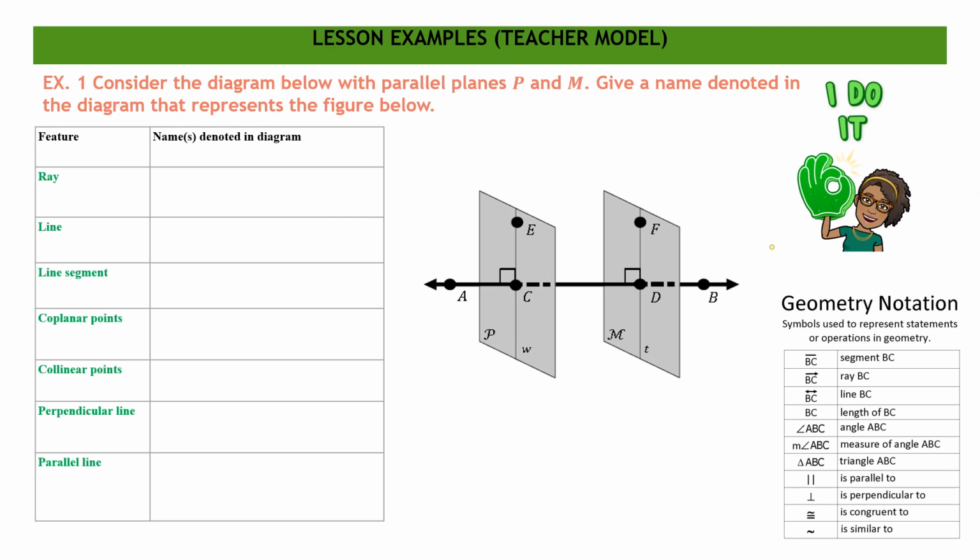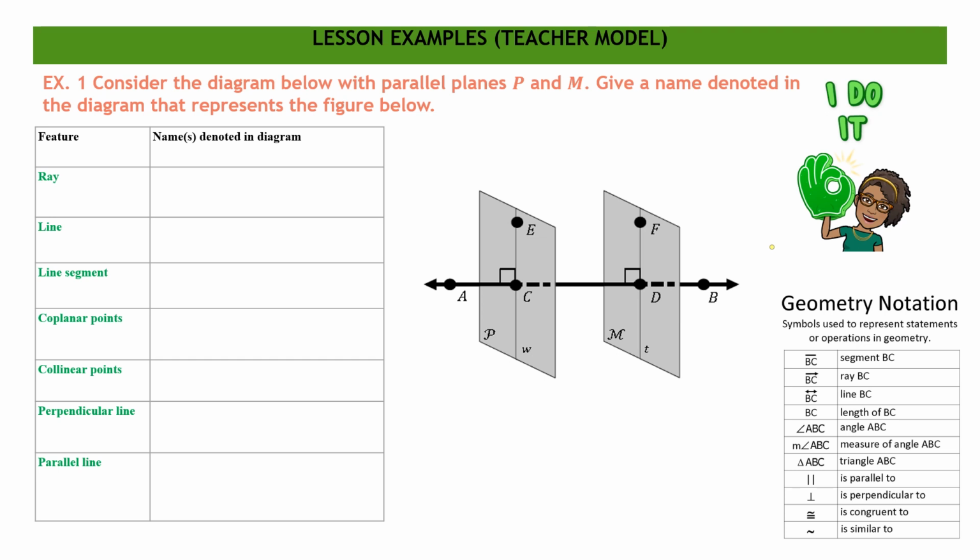Okay, let's look at our very first example. It states, consider the diagram below with parallel planes P and M. Give a name denoted in the diagram that represents the figure below. So as you can see, we have a couple of vocabulary terms that you have gone over already in your warm-up activity. The very first one is a ray.